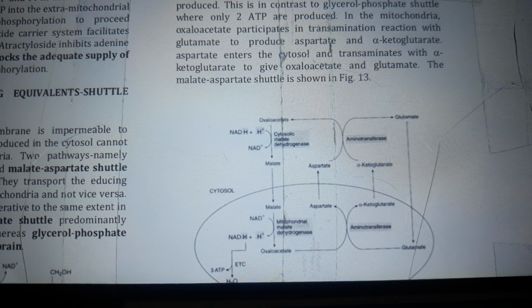Oxaloacetate participates in transamination reactions with glutamate to produce aspartate and alpha-ketoglutarate. Aspartate enters the cytosol and transaminates with alpha-ketoglutarate to give oxaloacetate and glutamate. The malate aspartate shuttle is shown here.